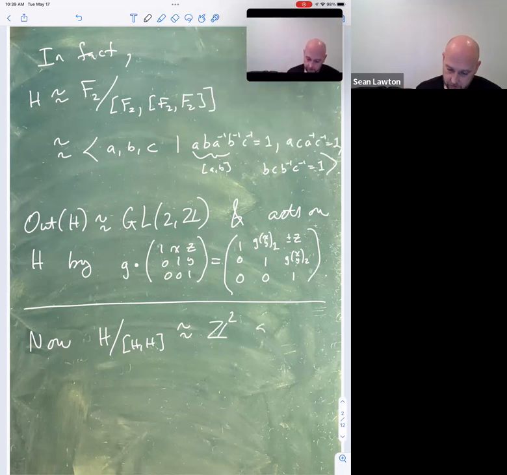Okay, since H is 2 generated and 2-step nilpotent.